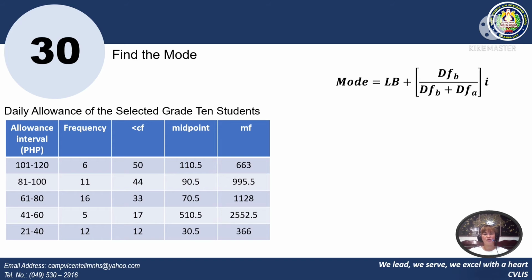Next, we have to look for the mode of the dataset using the same grouped data. Okay, but don't forget to apply the formula of the mode: LB plus the quantity of df sub B all over df sub B plus df sub A times i. Okay, so are you ready? Your timer begins now.